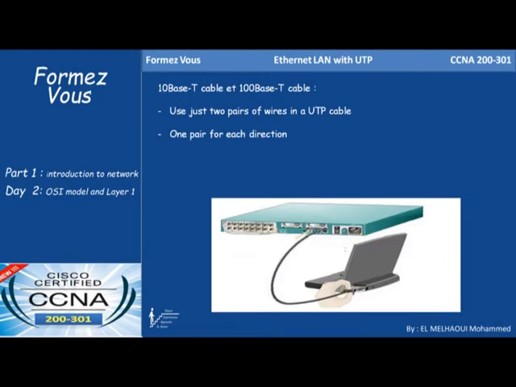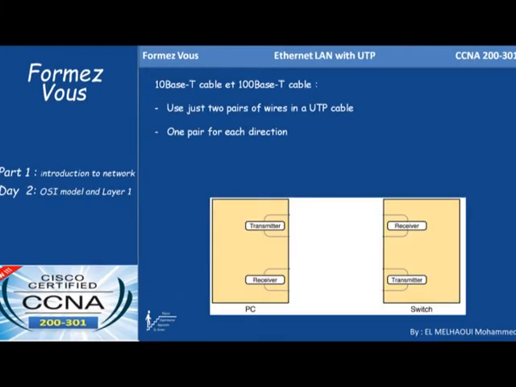To better understand, imagine that we want to connect a PC to some device that works on layer 2, like a switch or hub. I will explain these devices in the next video in more detail. So, imagine that the PC is connecting to a switch or hub using a 10BASE-T cable or 100BASE-T cable. Imagine that the PC is on the left and the switch or hub is on the right, okay?